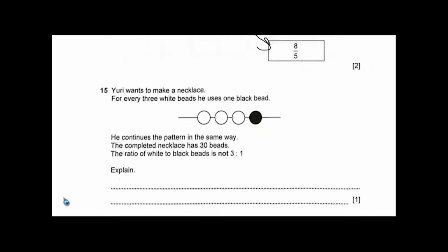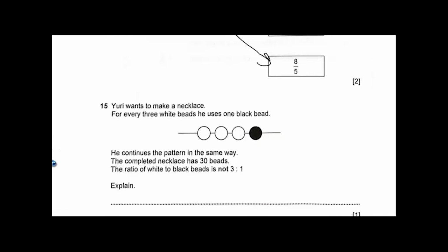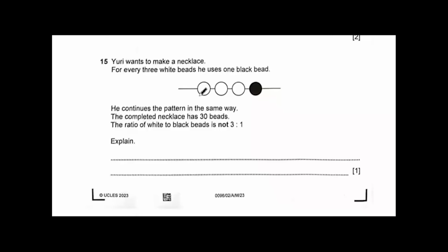So the next question is 15. Yuri wants to make a necklace. For every 3 white beads, he uses 1 black bead. He continues this pattern in the same way. The completed necklace has 30 beads. The ratio of white to black beads is not 3:1. Explain. So if you look at it very well, the ratio of white beads to black beads is not 3:1, because this ratio will give us half beads. And we don't have half beads here, so that is why it cannot be.